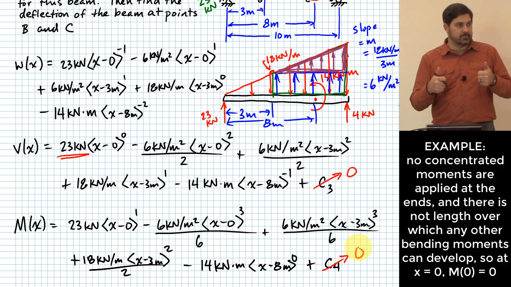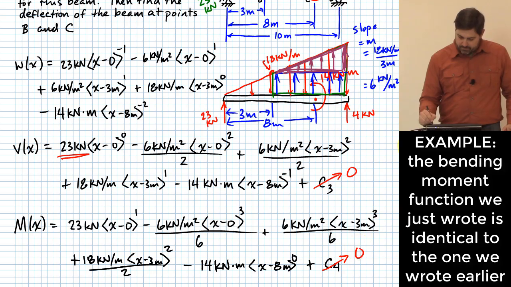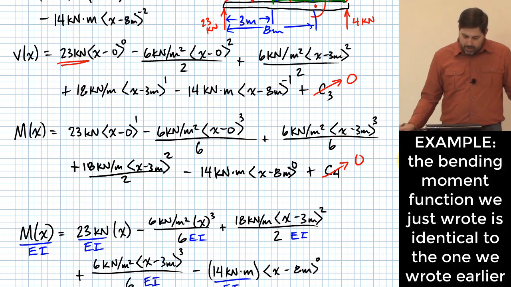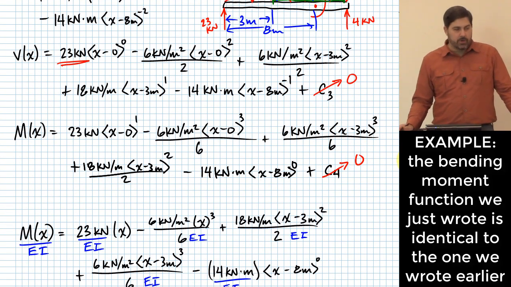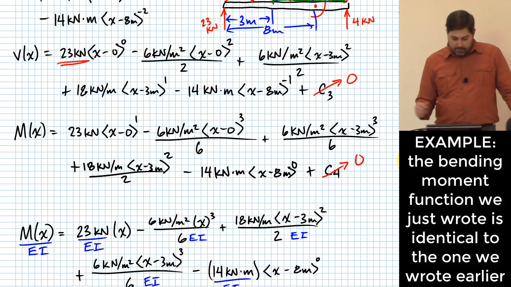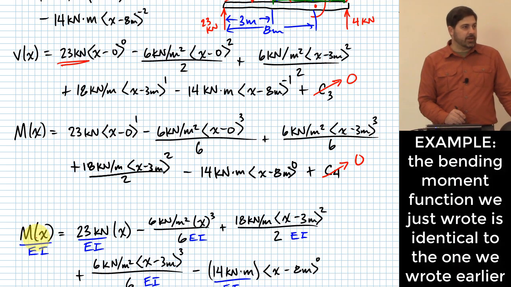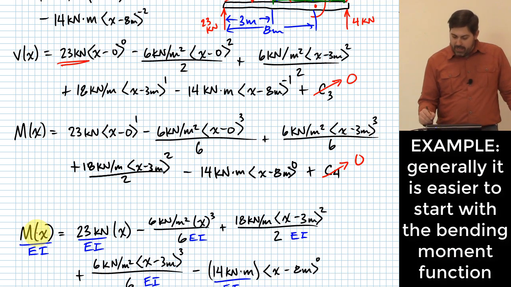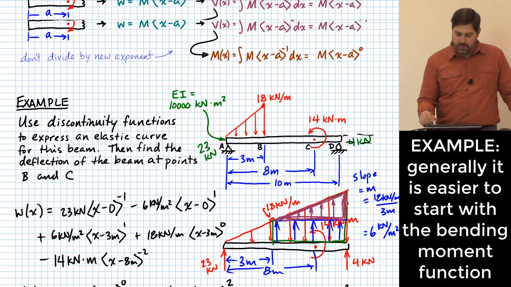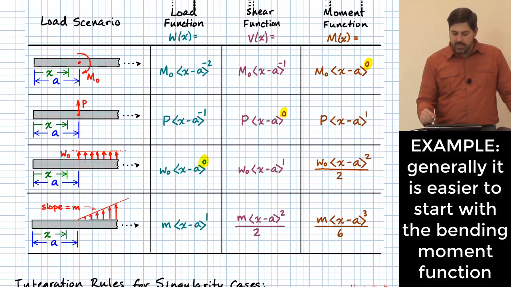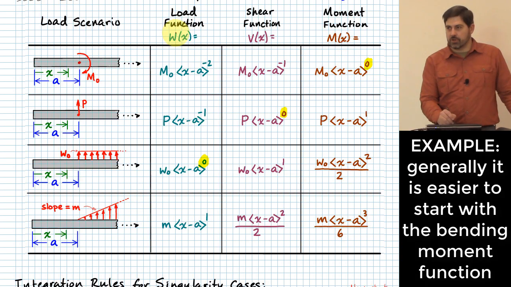Good? All right. Now let's look at something. What bending moment function did we just end up with? The same one as we got by starting with the bending moment function. So if you have this table, I can't think of very good reasons why you would generally start with the load function, because it's pretty much just as easy to start with the bending moment function because you have them all laid out for you what they should be.